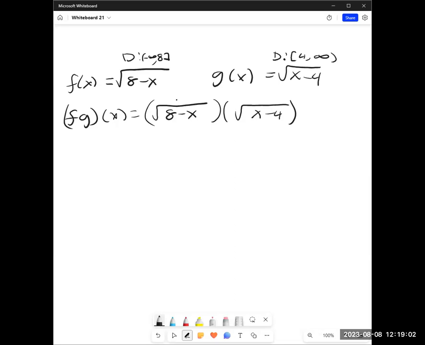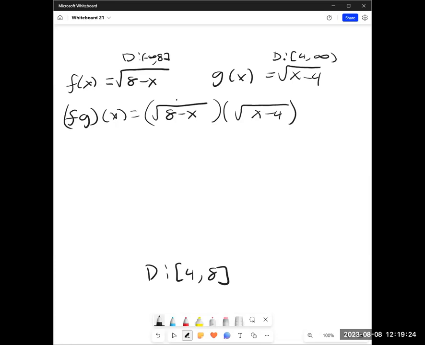So I'm going to have to take the intersection of those two domains in a second, and I'll get a domain of x having to be between 4 and 8, but we'll figure that out on a number line in just a second here.